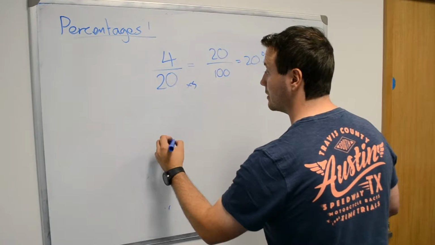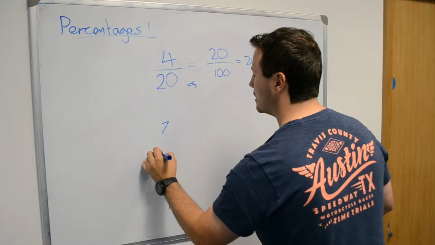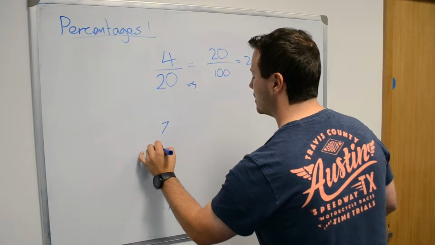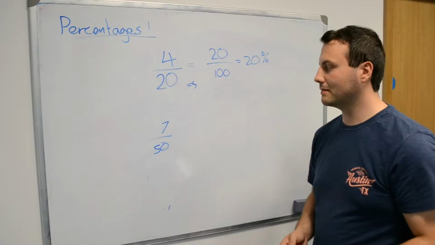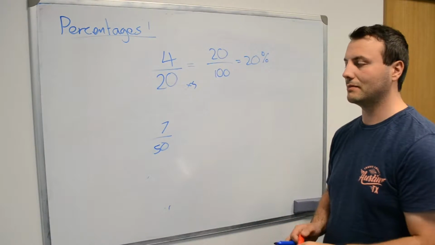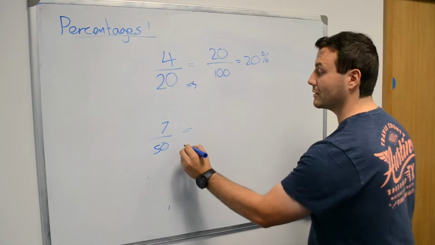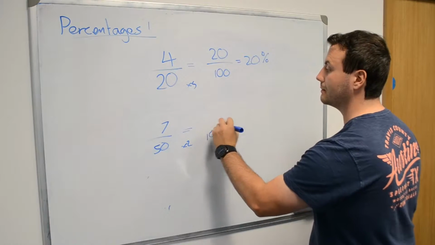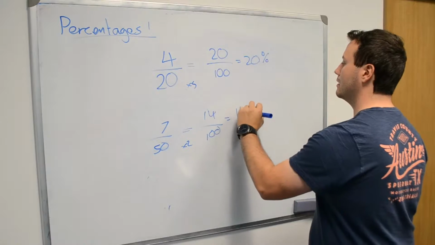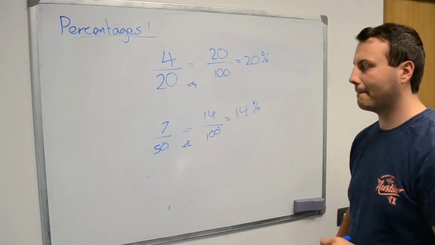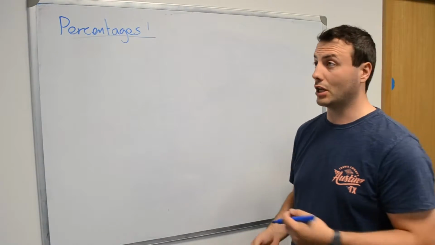Okay, I'll give another example a try. Let's do 7/50ths. Pause the video and we'll have a look at this one. Okay, so the answer for this one, 50 times by 2 gets us to 100. And now we do the same. 7 times 2 is 14. It's 14%. So now that we've had a good amount of practice going from a fraction to a percentage, we can go the other way around just as easily.